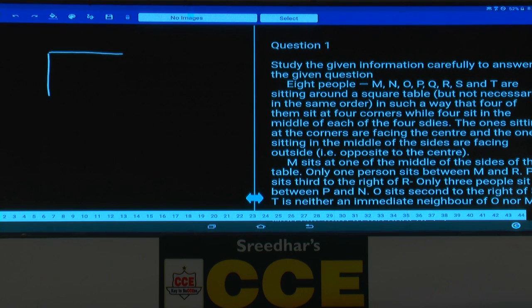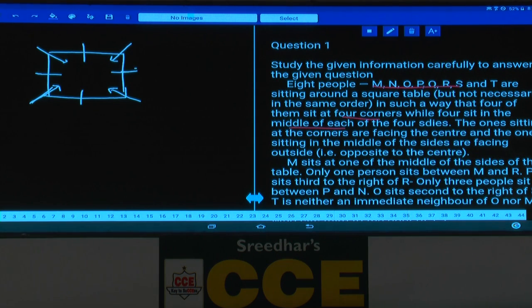8 persons. These 8 persons are seated around a square table. Now 4 at the centers and 4 at the corners, isn't it? Now this is what the information provided. 8 people, M, N, O, P, Q, R, S, T, are the 8 persons seated around a square table, but not necessarily in the same order, in such a way that 4 of them sit at 4 corners, while 4 sit in the middle of each of the 4 sides. And the ones sitting at the corners are facing the center, and the remaining persons are facing away from the center. That means the persons who are seated at the centers are facing away from the center, isn't it? Now this is what the information provided regarding their seating.